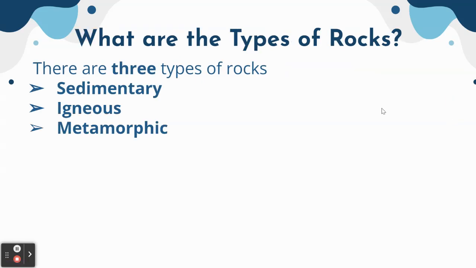What are the types of rock? So there's 3 types of rocks. There is sedimentary, there's igneous, and there is metamorphic. And again, just like that last page said, we categorize them or classify them based off of how they are formed.